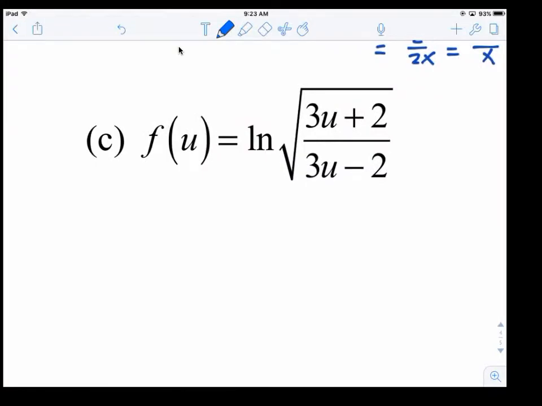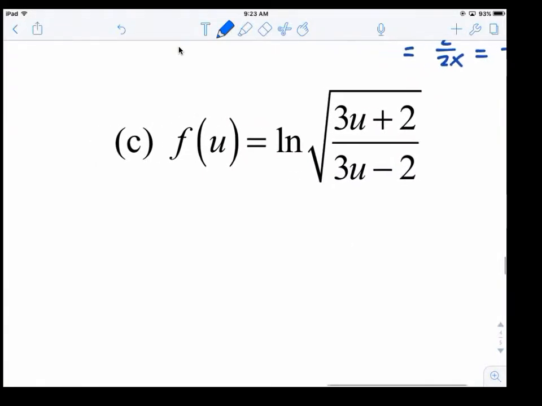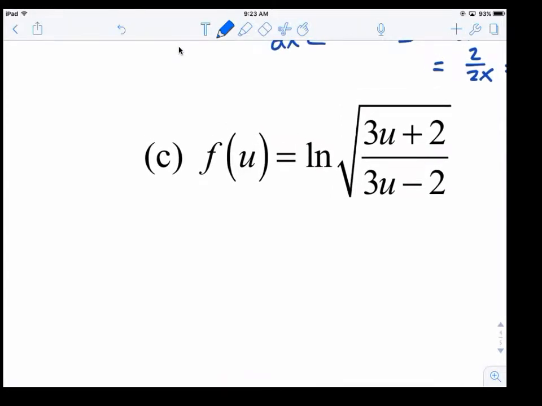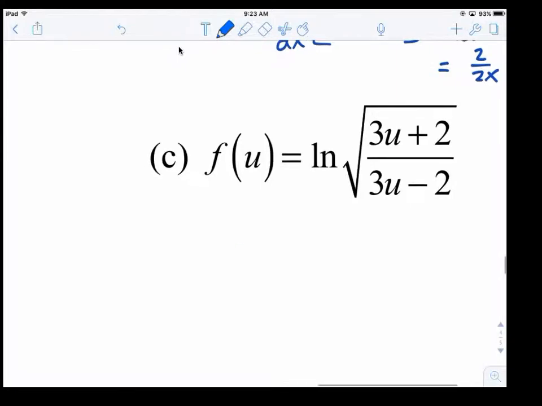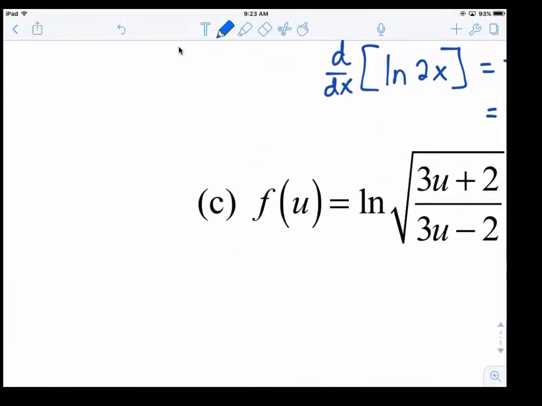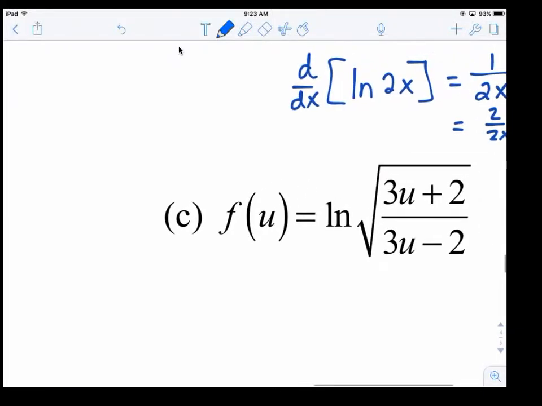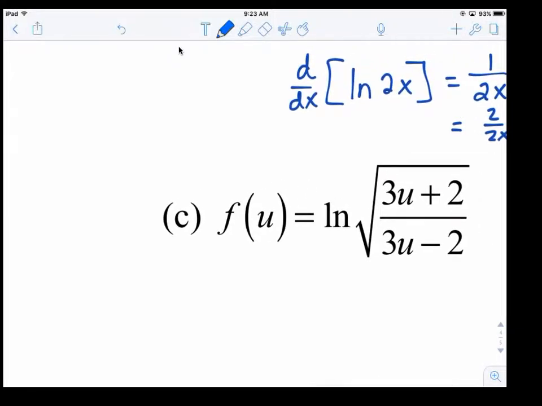All right, letter C, f of u. You have the ln of the square root of 3u plus 2 over 3u minus 2. All right, this is a good opportunity to bring up some more properties of natural logs. So if you have the ln of x times y, what is that the same thing as?